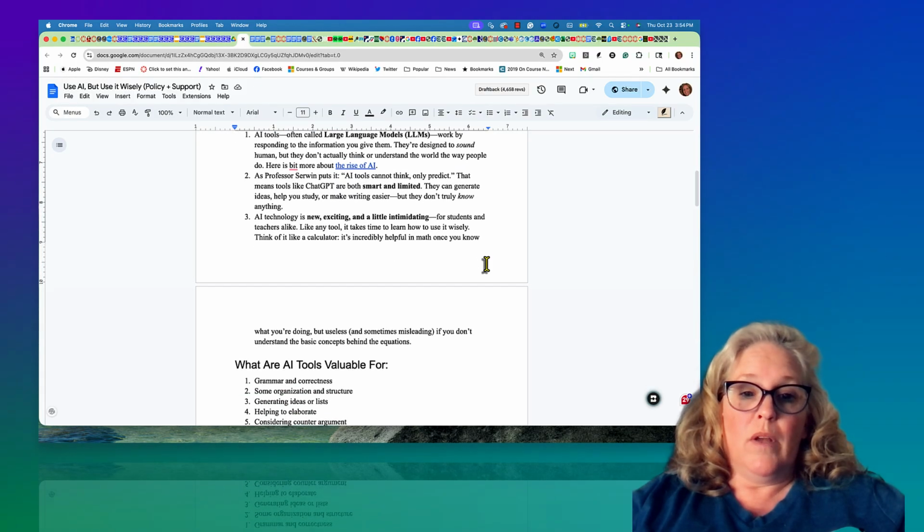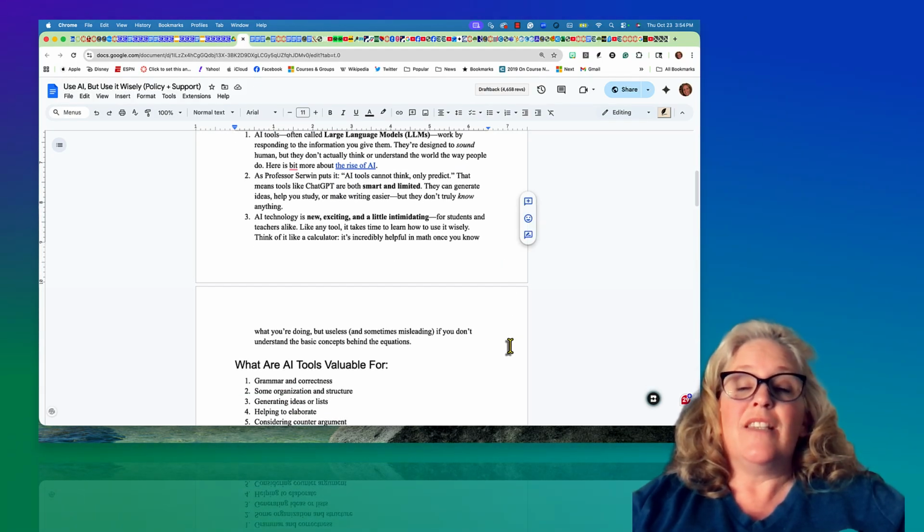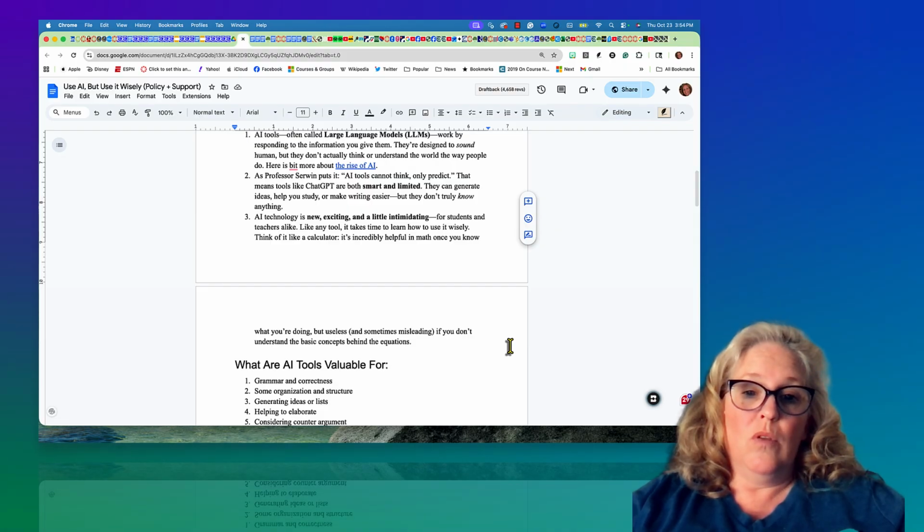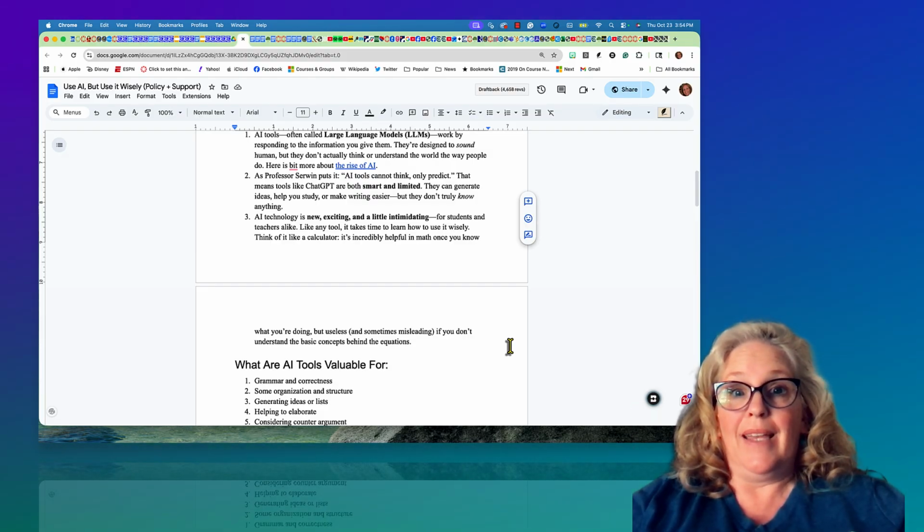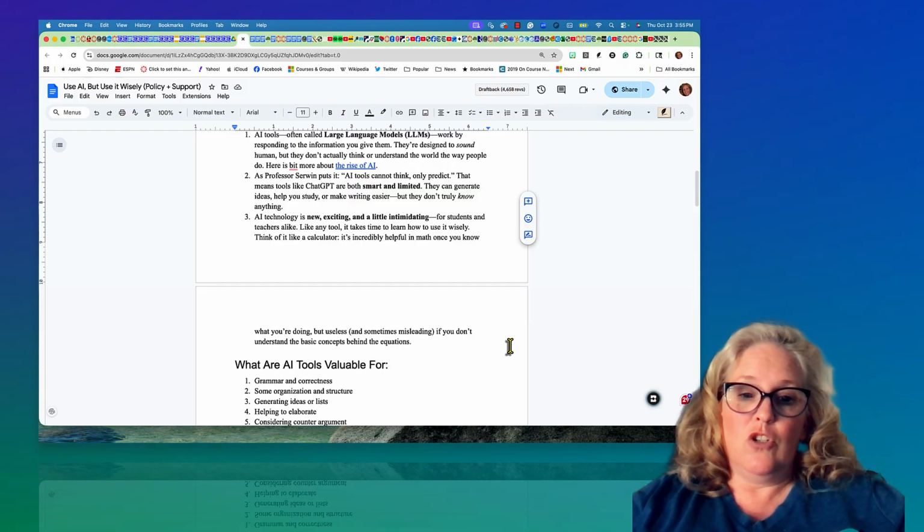I do also want to point out that AI technology is new, it's exciting, and it's also a little bit intimidating for students and teachers alike. Like any tool, it takes time to learn how to use it wisely. I like to think of it like a calculator. It's really helpful once you understand the math behind it. But if you don't get the equations you're supposed to be inputting into the calculator, or the order of operations, then it's not going to be too helpful.